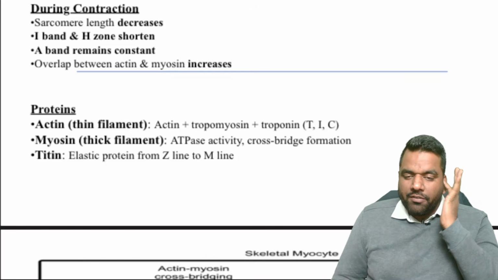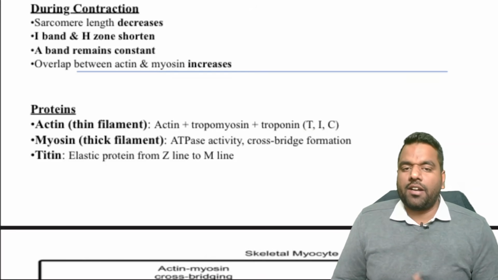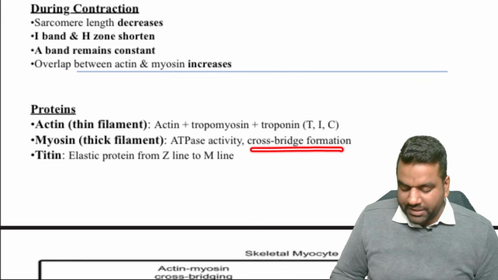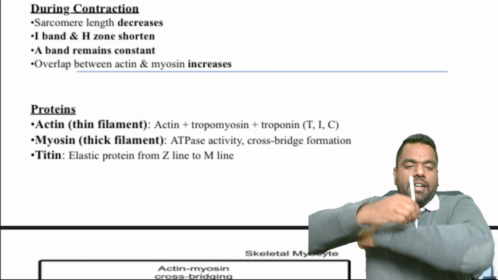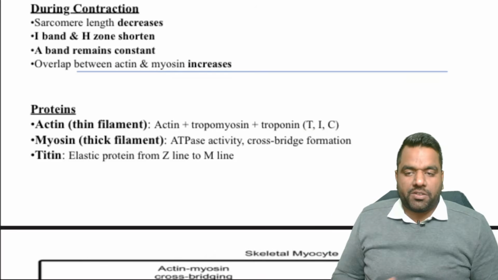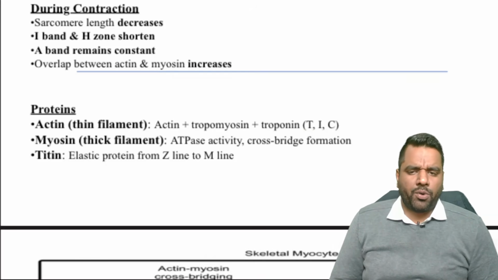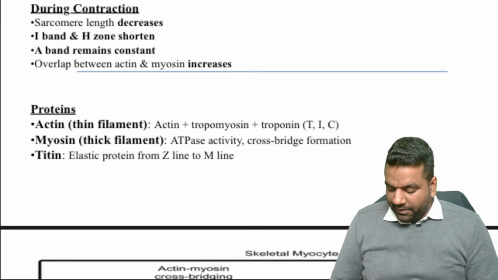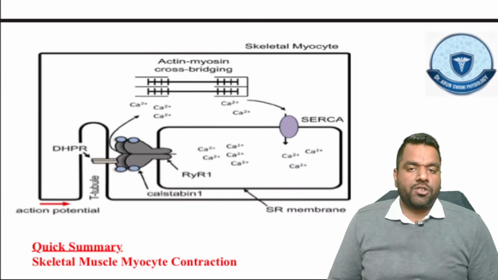Myosin is the thick filament which contains the ATPase and it is required for cross bridge formation. So whenever myosin attaches with the actin, it makes a bridge. So this we call cross bridge formation, and titin is the elastic protein from Z line to M line.